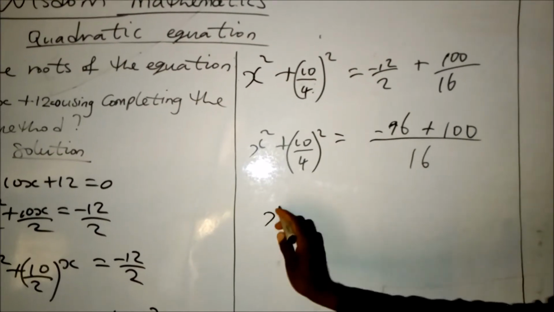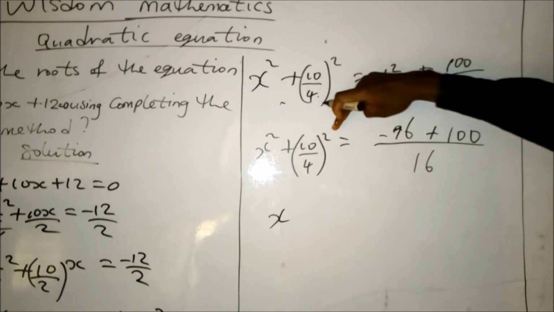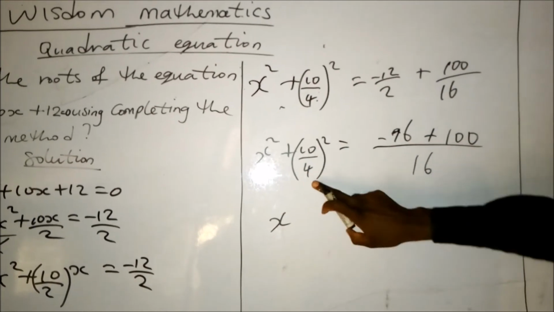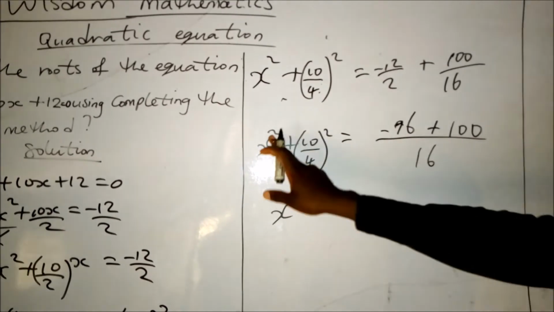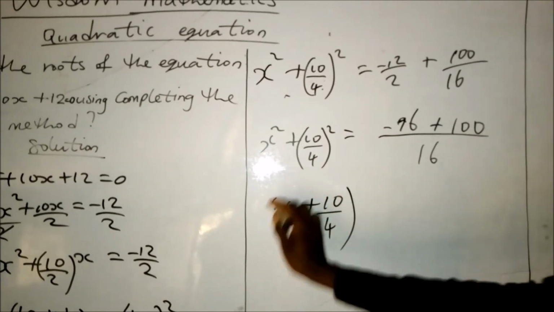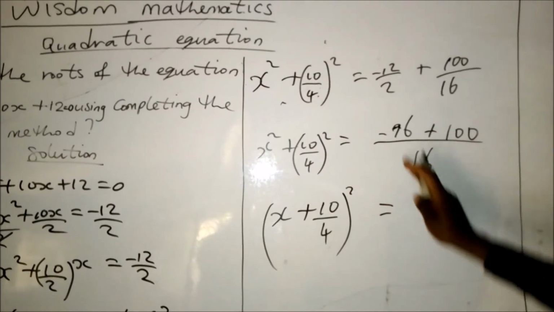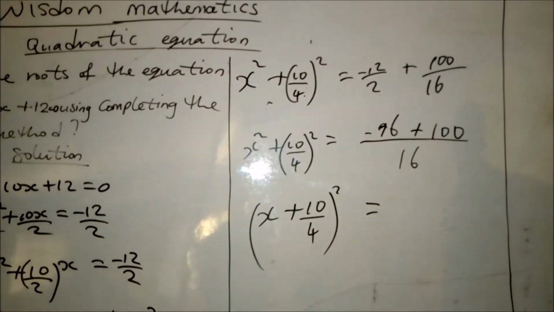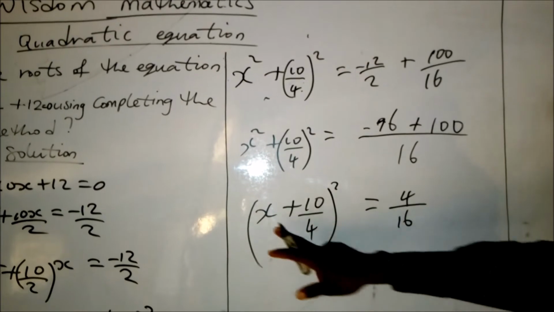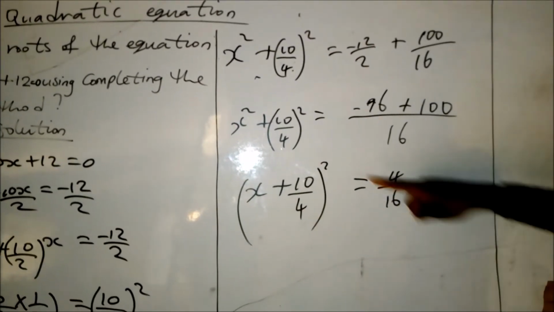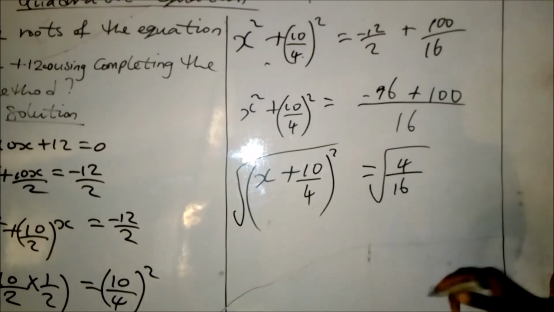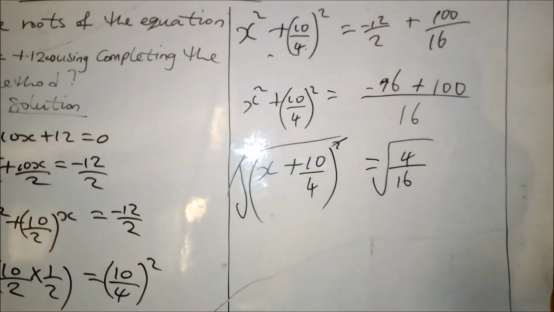Now the next step is to combine these two. Since they have squared, we combine this x plus this in the bracket, and give them a general square to serve as these two here. So we have x plus 10 over 4 all squared equal to minus 96 plus 100 is 4 all over 16. Now, since our aim is to get the value of x, we are going to remove this square by introducing square root to both sides of the equation. This square root cancels this square.